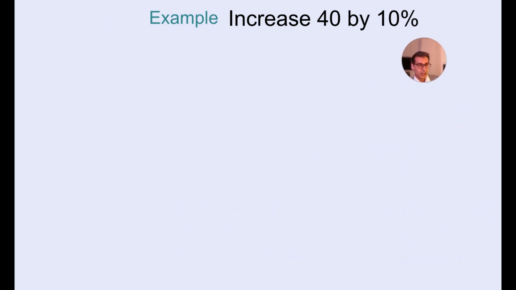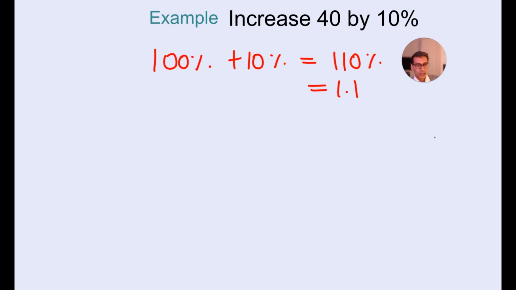Increase 40 by 10%. So the first thing we're going to do is write down what the increase is. 100% plus 10% is equal to 110%. Now from here, if you're confident, you can straight away turn it into a decimal, 1.1. If you're not confident, you can just write 110 over 100, do that division, and you're going to get 1.1. Once you have your multiplier, you're going to do your calculation, which is 40 times 1.1.